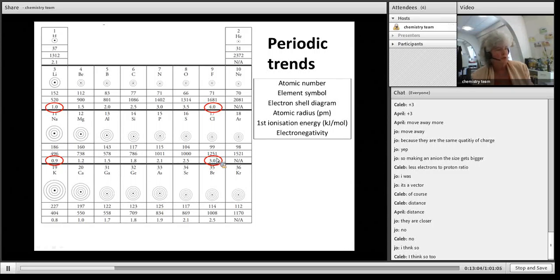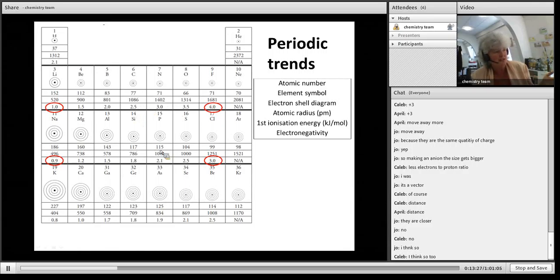So you wouldn't be expected to know any of these values off by heart. You wouldn't expect to know that, say, carbon is more or less electronegative than phosphorus. Okay. You will get to know them over time, but don't worry about it.